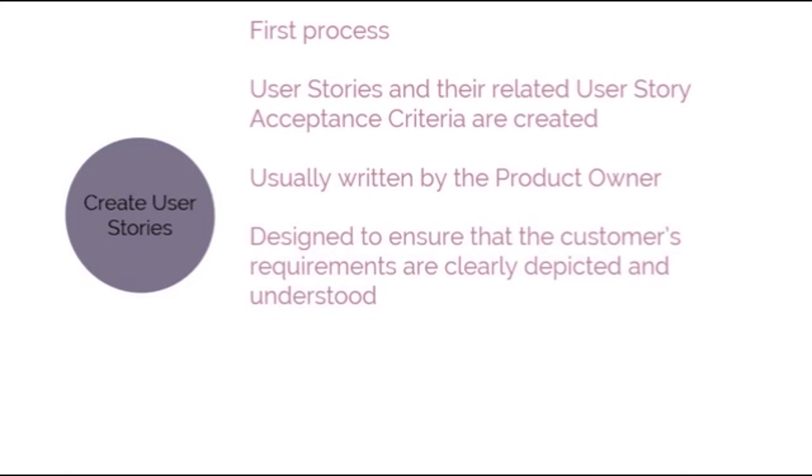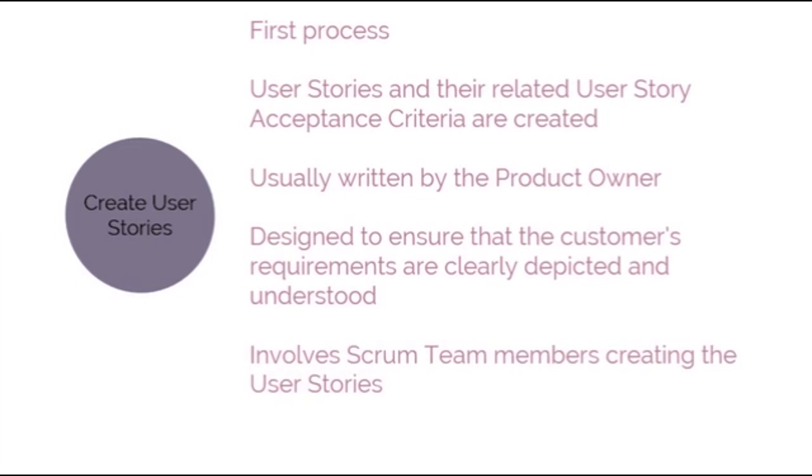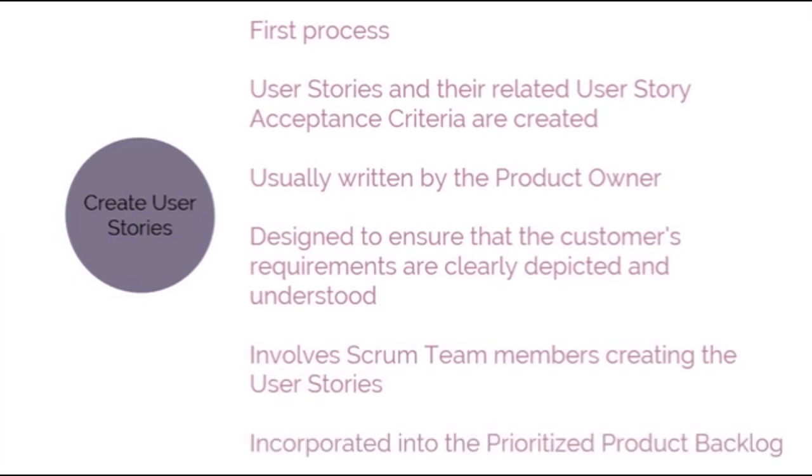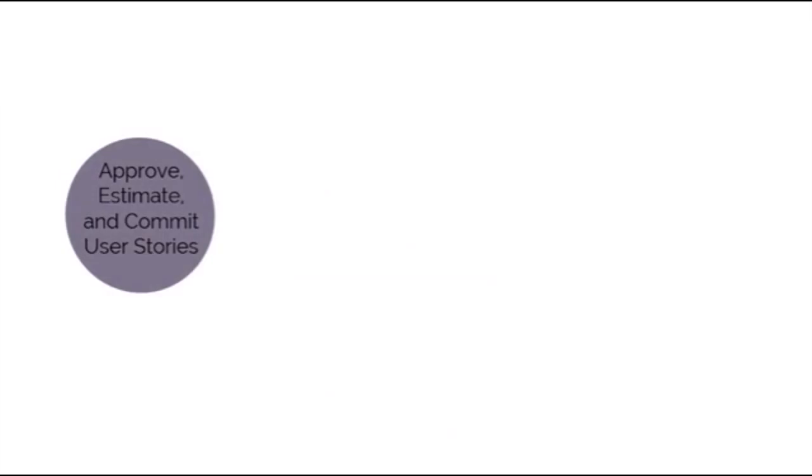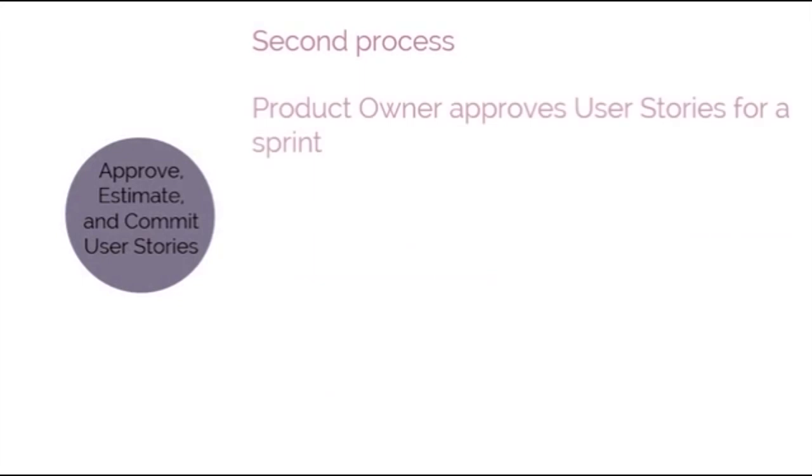User story writing exercises may be held. This involves Scrum team members creating the user stories. User stories are incorporated into the prioritized product backlog. Approve, estimate, and commit user stories is the next process. In this process, the product owner approves user stories for a sprint.